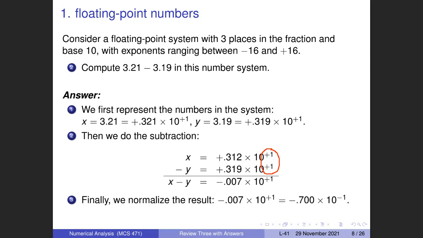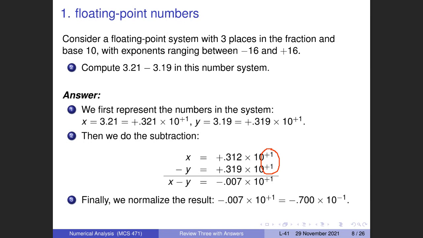So you must represent the numbers first in the system. Here they are given with 3 decimal places. If they are given with more decimal places, then you must round. If they are given with fewer decimal places, then you must add zeros to this.